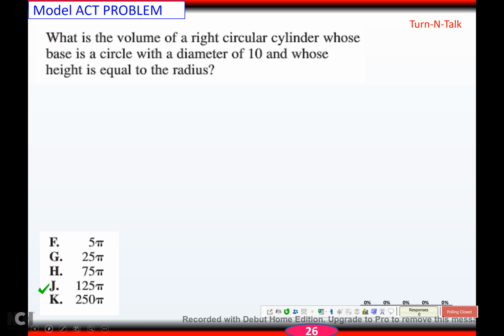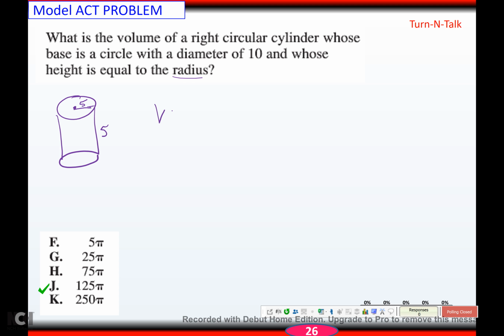And hopefully you got J. It says, what is the volume of a right circular cylinder whose base is a circle with diameter of 10 and whose height is equal to the radius? Well, you've got this cylinder here. Okay, and what does it tell me? The circle has a diameter of 10, which means its radius is 5, and whose height is equal to the radius. So the height is also 5.